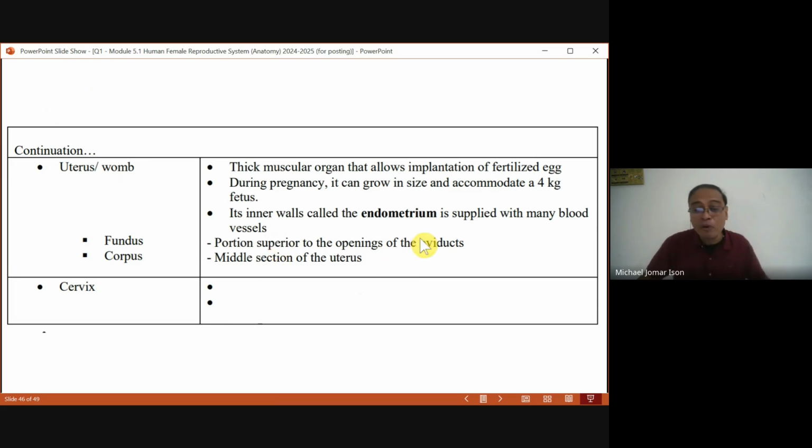But this is the most important thing about the uterus. Aside from the fact that it expands, and that it is where implantation occurs, it also contains the endometrium. The endometrium is very important because it thickens in order to prepare for implantation of the baby. Why does it thicken? It's because it is being affected by the sex hormones.